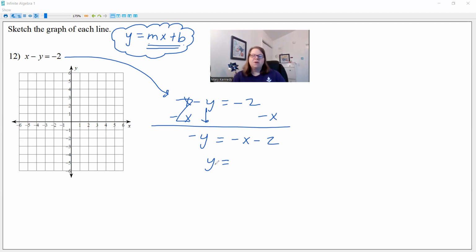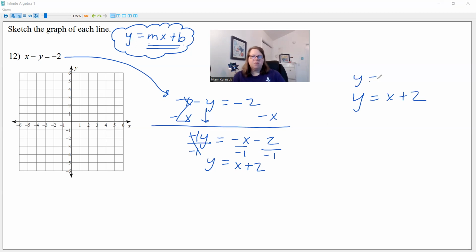Okay. So I'm almost there. I need this to be a positive y though. So since there's an understood 1 here, like -1 times y, I'm going to divide by -1. And I'm just going to do that throughout the whole thing. Now, sometimes it throws people off to divide by -1. Just remember, if you divide by a -1 or multiply by -1, it just changes the sign. So -x becomes positive x and -2 becomes positive 2. So we are graphing y equals x plus 2.